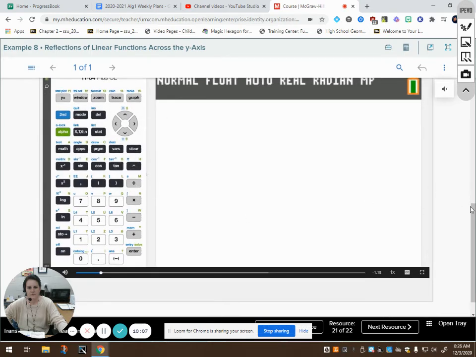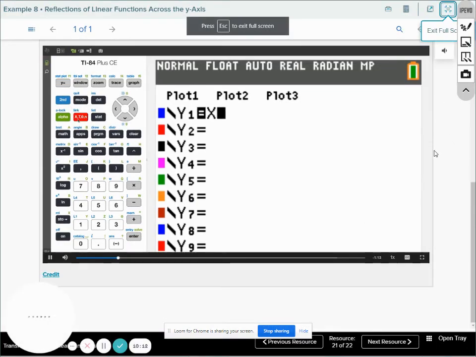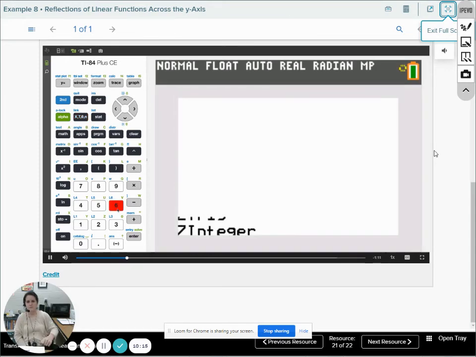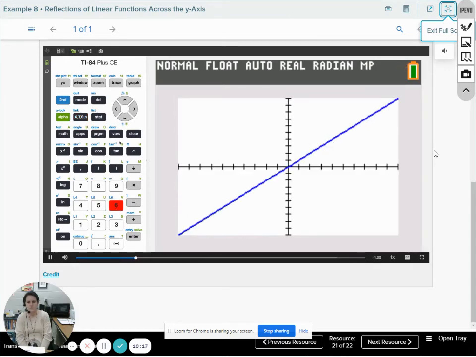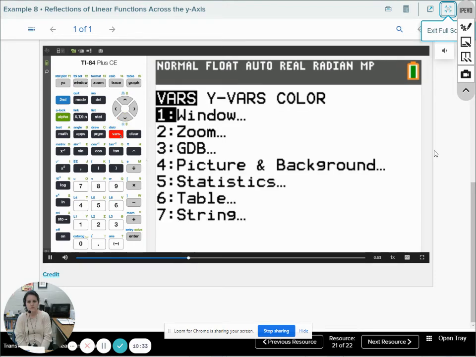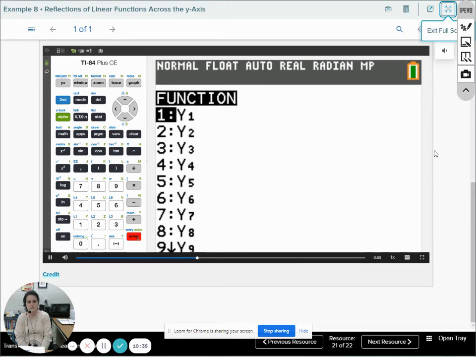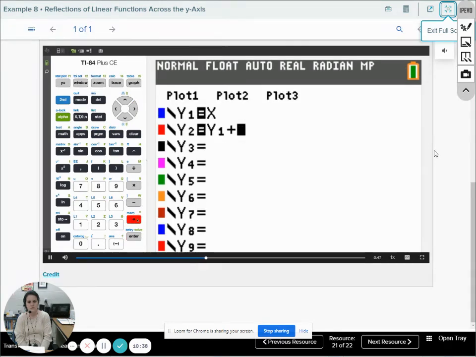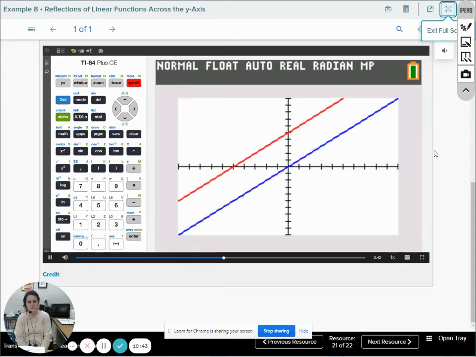To transform linear functions on a TI-84, start by entering the parent function y equals x in the y equals list and graph in the standard viewing window. Use the y bars menu to transform a linear function by adding a value, subtracting a value, or multiplying the parent function by a value. To see a translation of the parent graph, add a value to the parent function. To do this, select the parent function y1 from the y bars menu and add a value. Graph the function. Notice that the new graph is a translation of the parent graph.